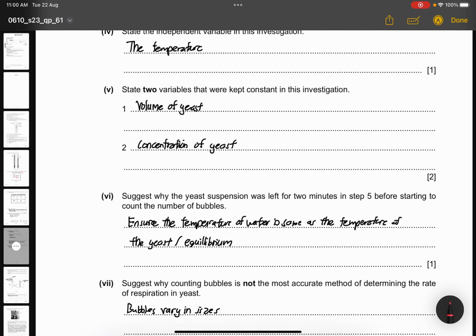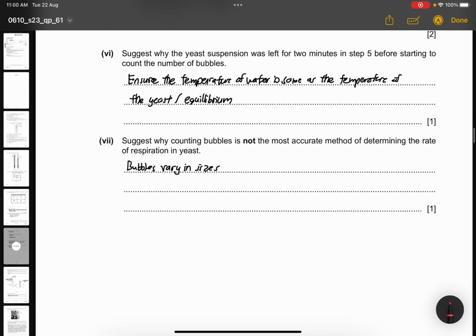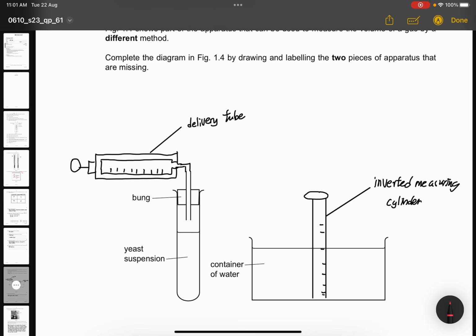Okay. Part 7, suggest why counting bubbles is not the most accurate method of determining the rate of respiration in yeast. Because the bubbles could be small or big, and the volume can change. So therefore bubbles can vary in size. Alright. B, measuring the volume of gas is more accurate than counting bubbles. Using a gas syringe is one method of collecting a volume of gas. Figure 1.4 shows part of the apparatus that can be used to measure volume of gas by a different method. Complete the diagram in figure 1.4 by drawing and labeling two pieces of apparatus that are missing. So one is a delivery tube and one is an inverted measuring cylinder.